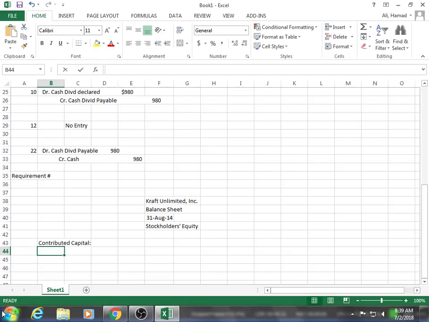My pen ran out of ink, Doc. Preferred stock. Yeah, extra pencil paper.